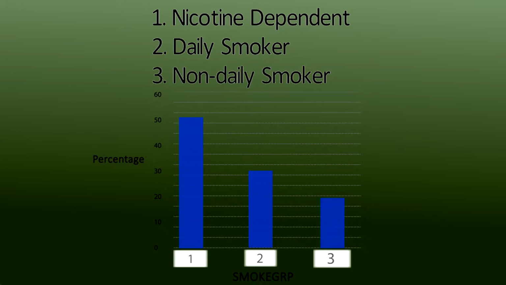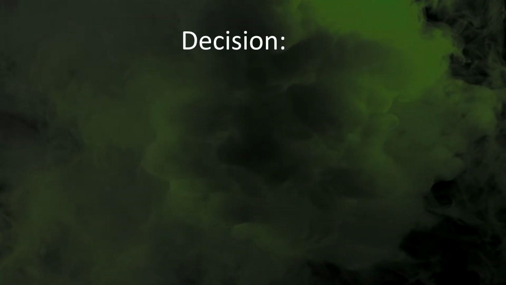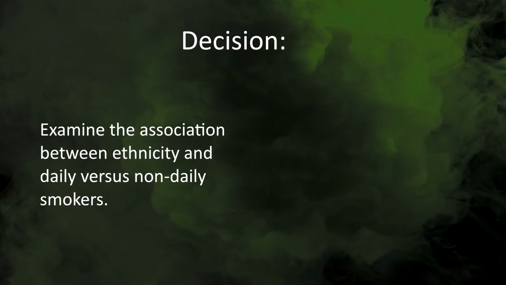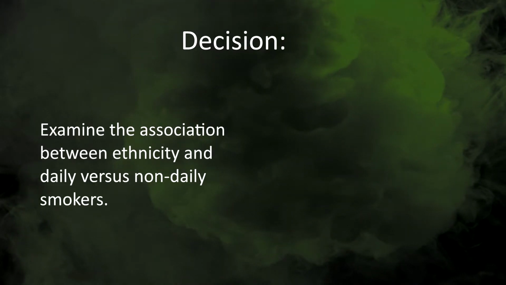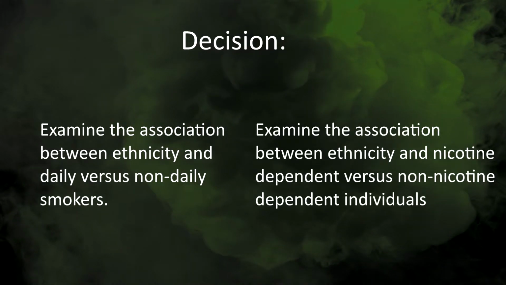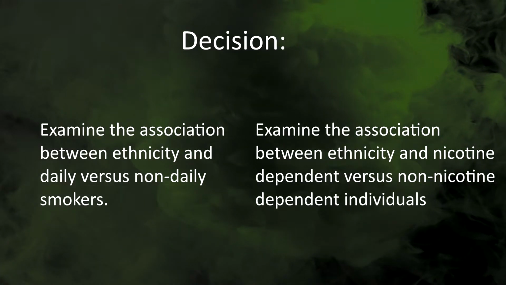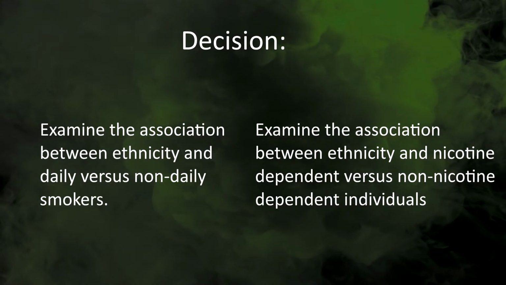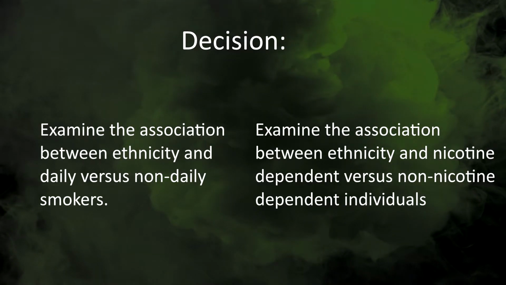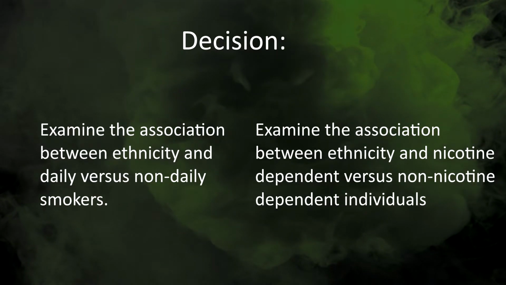However, to examine a relationship between this variable as the response variable and another, we need to collapse this to only 2 categories. To do this, we need to make some decisions. Here are two perfectly reasonable decisions that we could make. We could examine the association between ethnicity and daily versus non-daily smokers, or we could examine the association between ethnicity and nicotine-dependent versus non-nicotine-dependent individuals, thereby collapsing across these categories in some way. In either case, some data management needs to be added to the program.